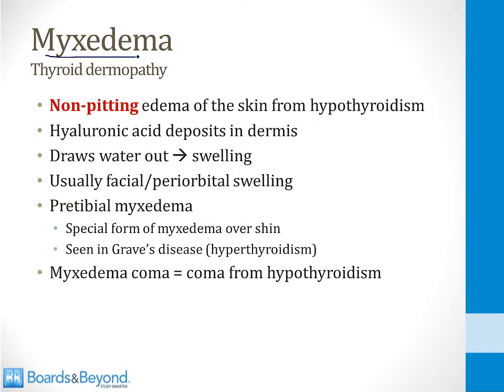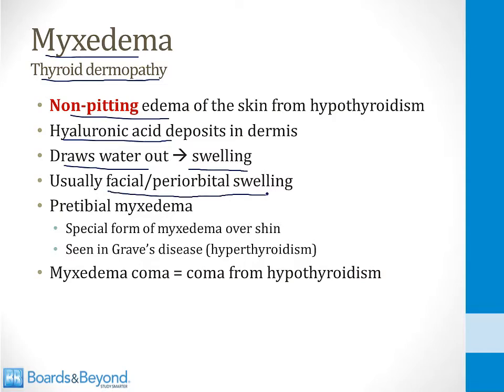Myxedema is a special skin finding in patients who are hypothyroid. It's also called thyroid dermopathy. It is non-pitting edema of the skin that occurs in hypothyroidism. The reason this occurs is because when patients are hypothyroid, hyaluronic acid deposits in the dermis. This is an osmotic agent, and it draws water out and leads to swelling. Usually the swelling is in the facial or periorbital area.